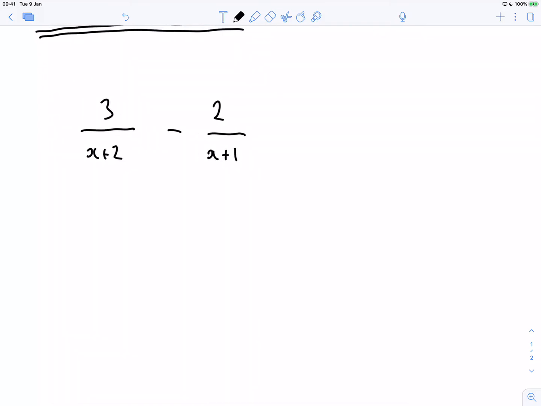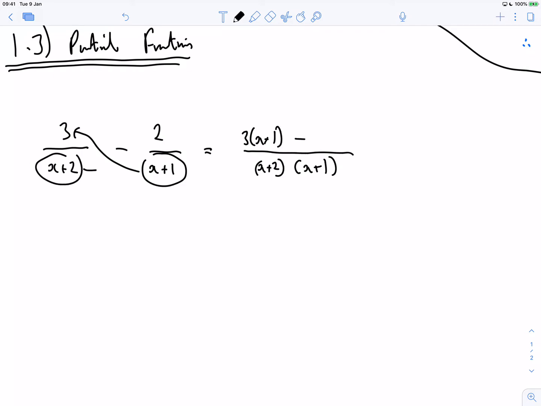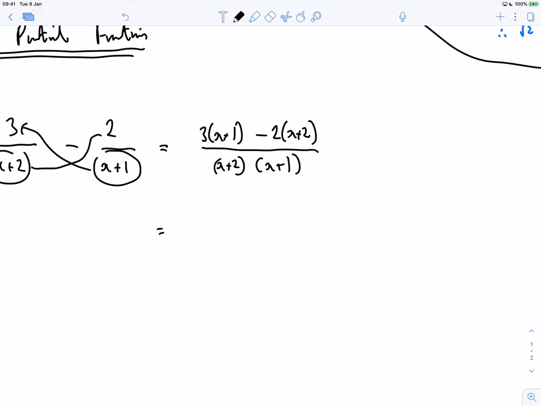So how would you do that? Well, you would have all over x plus 2 times x plus 1, and you'd have x plus 1 times 3 over here, minus, because there's a minus sign there, x plus 2 times this thing, so there's 2 lots of x plus 2. So what would happen? I'd have 3 times x minus 2 times x, that's a single x, and 3 times 1 minus 2 times 2, so that's 3 minus 4, so it's going to be minus 1. So the whole fraction becomes x plus 2 over x plus 1.